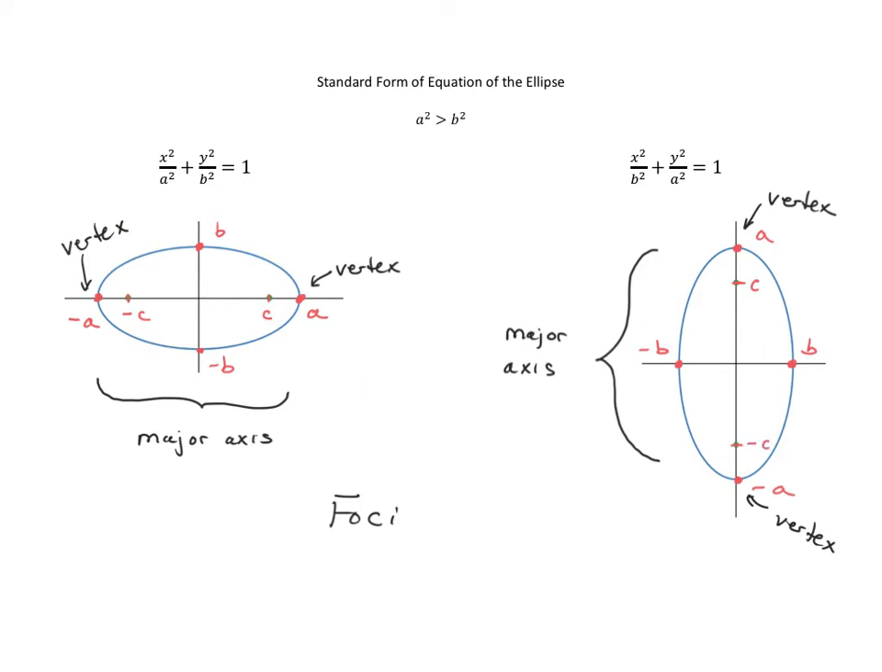There is a formula that will allow you to find these places on the ellipse, the foci, and that equation is the following. It is c squared is equal to a squared minus b squared. So here's the formula for it, and on the next slide, I'm going to talk a little bit more about what the foci actually represent on the equation itself.